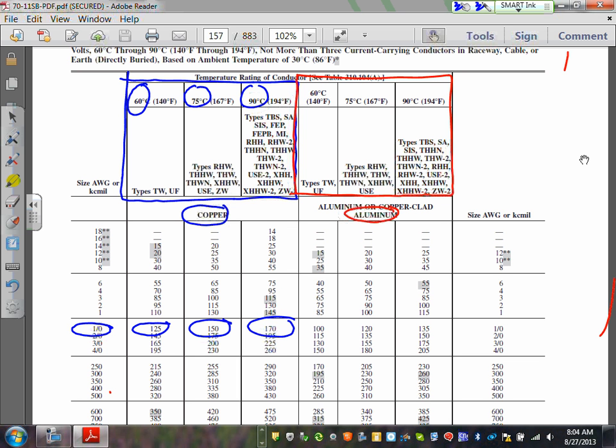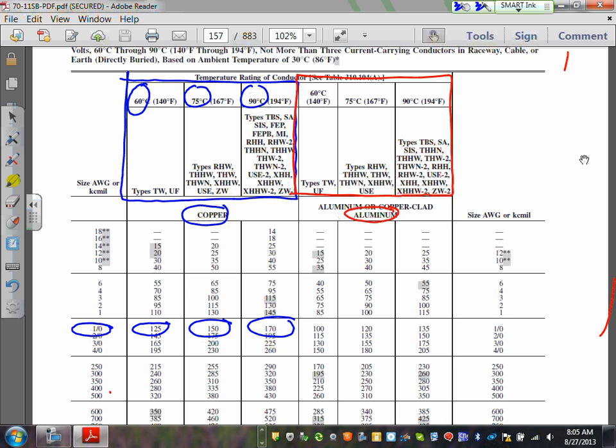Temperature of the conductor. Okay, very good point. So which one am I going to be using? Temperature of the conductor is one very essential step. Yes? Yeah, the temperature of the conductor, the insulation. Okay, that's one very, very important step. So based on insulation, I can use any one of these ampacities.